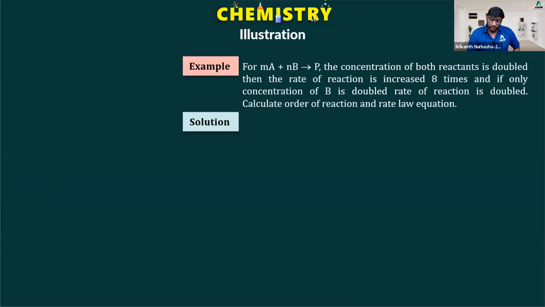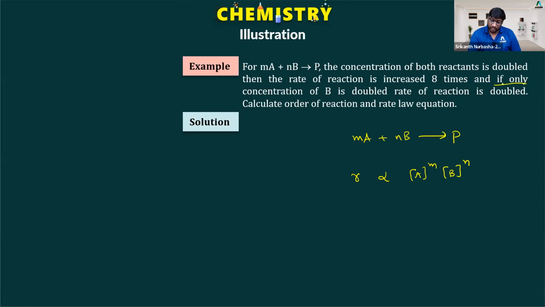Next question: for m moles of A plus n moles of B gives P, if the concentration of both reactants is doubled, then the rate of reaction is increased by 8 times. mA plus nB gives P. Rate is directly proportional to concentration of A power m, concentration of B power n. The concentration of both the reactants is doubled, the rate of reaction is increased by 8 times. And if only the concentration of B is doubled, the rate of reaction is doubled.